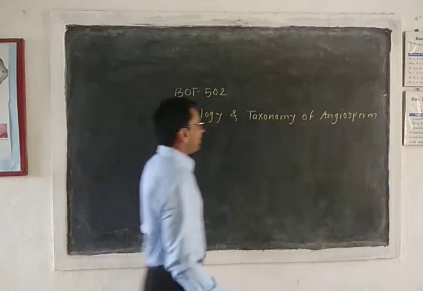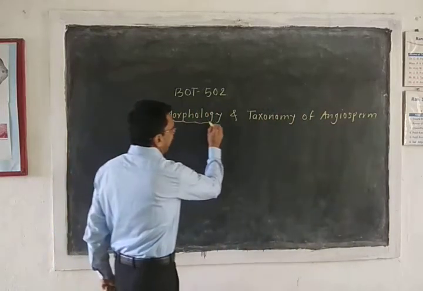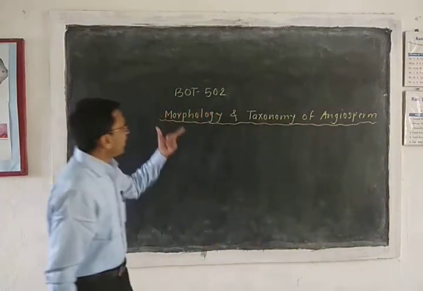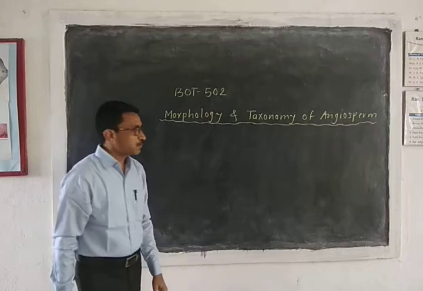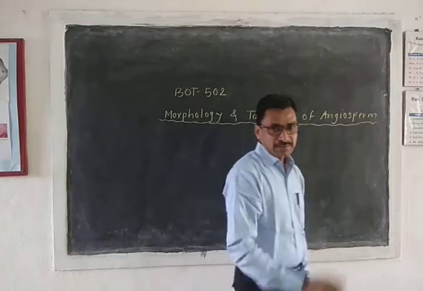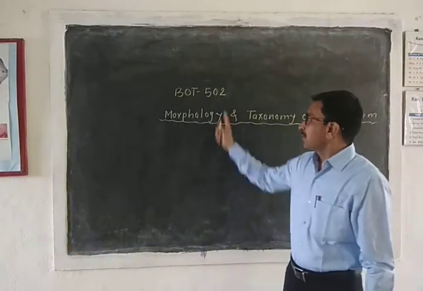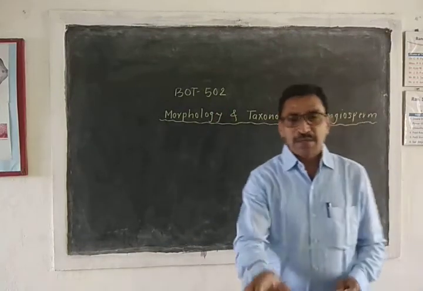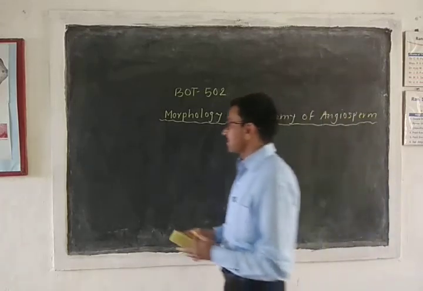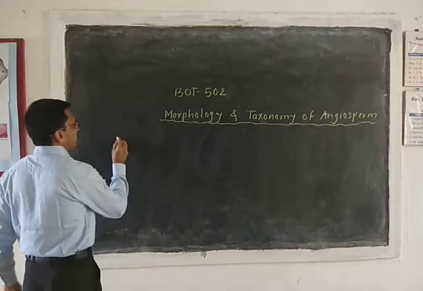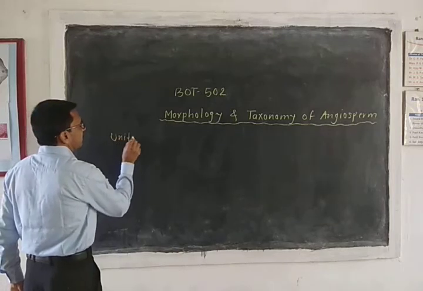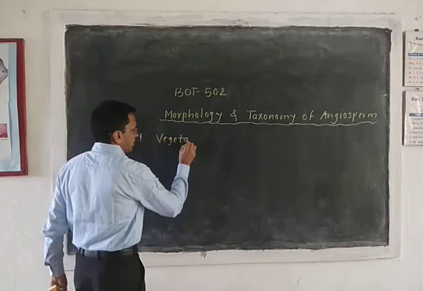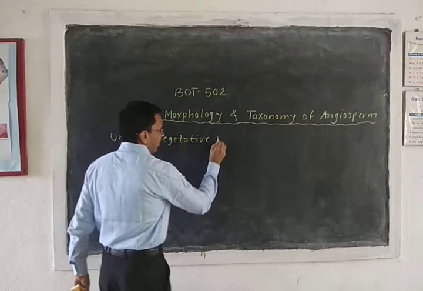This is the title of the paper, Morphology and Taxonomy of Angiosperm, and the paper is Botany 502, and today we are going to start it. Our first unit is the vegetative morphology. We start from unit first, vegetative morphology.